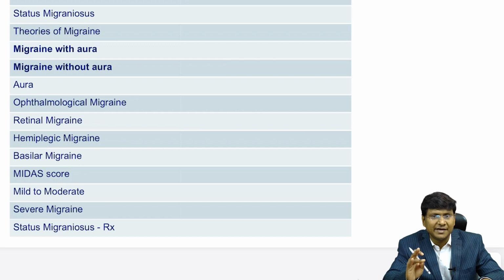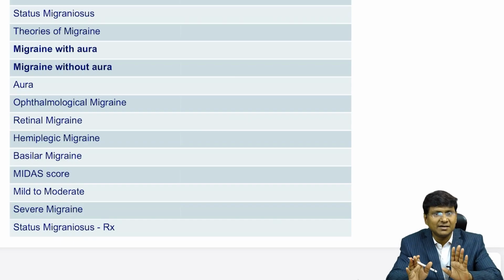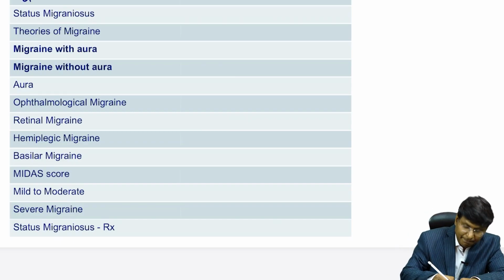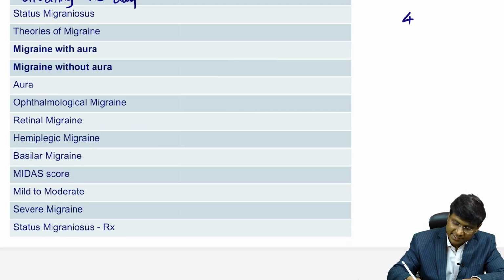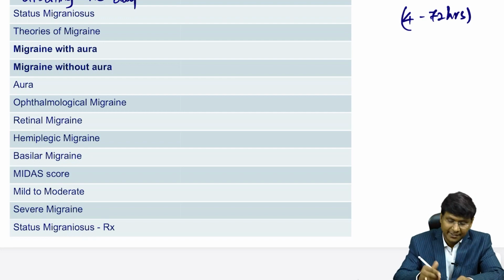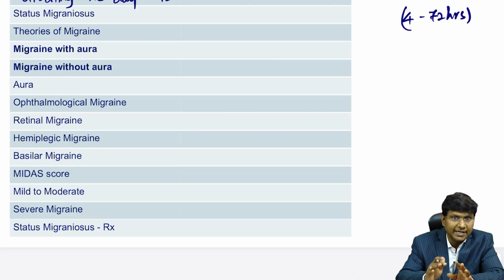And this headache of the migraine is associated with certain features such as sensitivity to light, sensitivity to sound, sensitivity to movement. Okay, and this particular migraine is a pulsating type of headache, around 1 day in duration on an average. So the total is around 4 to 72 hours, but on average the duration of the headache is around 1 day, and it is mostly unilateral.